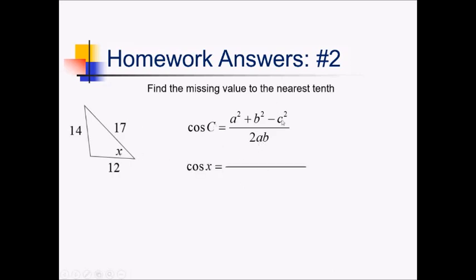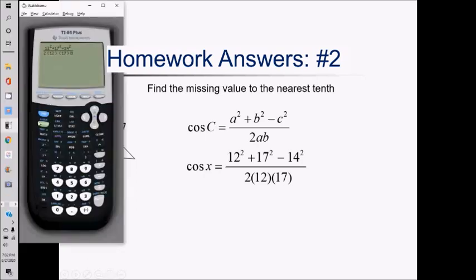And then the c value here, that's across from the angle that we're looking for. So that's going to be 14 in this case. And then a and b will be the 12 and the 17, the legs of the angle. So we've got 12 squared plus 17 squared minus 14 squared all over 2 times 12 times 17. Let's go ahead and simplify that right side on the calculator.